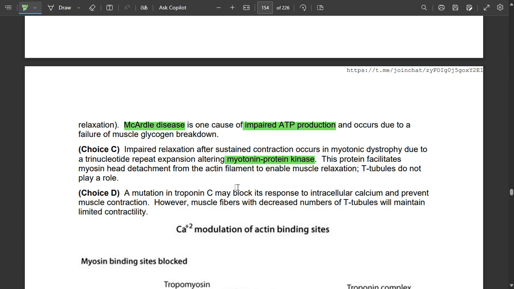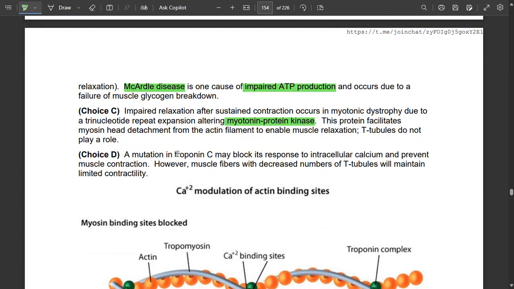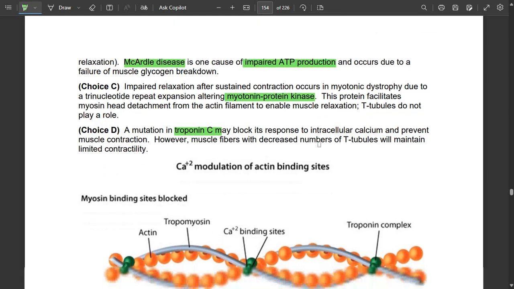Mutation in troponin C blocks its response to intracellular calcium and prevents muscle contraction. So if there's a mutation in troponin C, it does not react to intracellular calcium and muscle contraction is prevented. However, muscle fibers with a decreased number of tubules will maintain limited contractility.